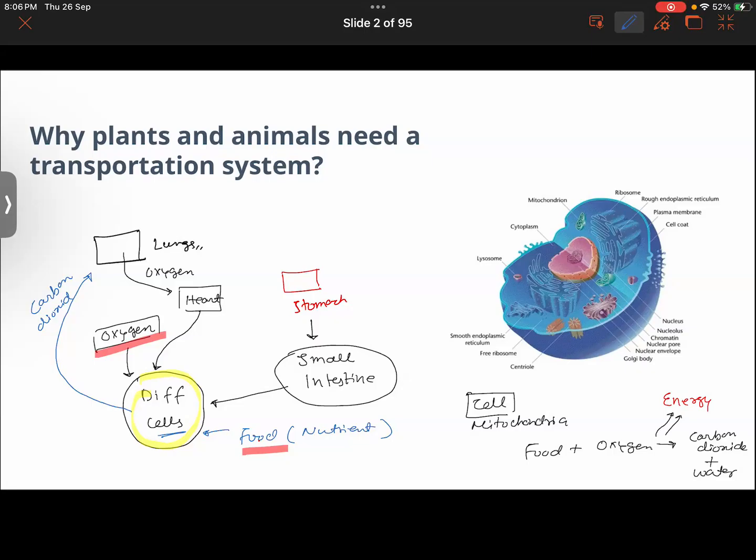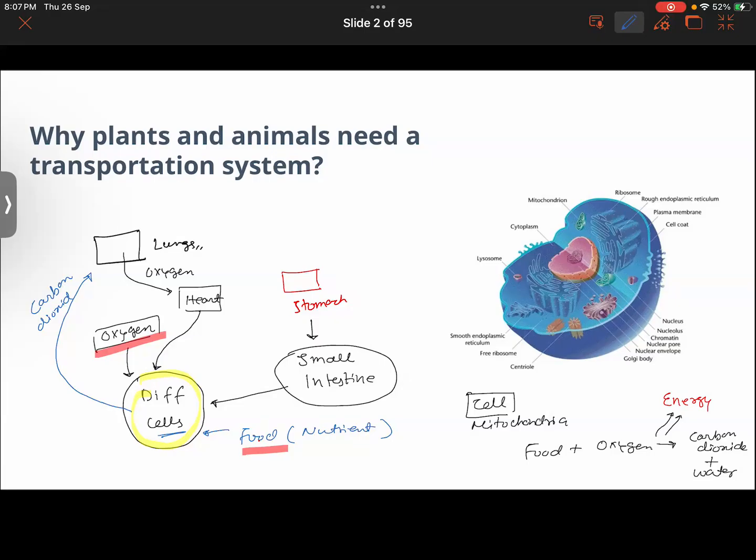Good. Razan, what about you? You also explain it. Why is there a requirement of a transportation system in the plants and animal body? Why do they require it? Like, why do you require a bus to reach the school? Why are there roadways or railways? Why is it so?